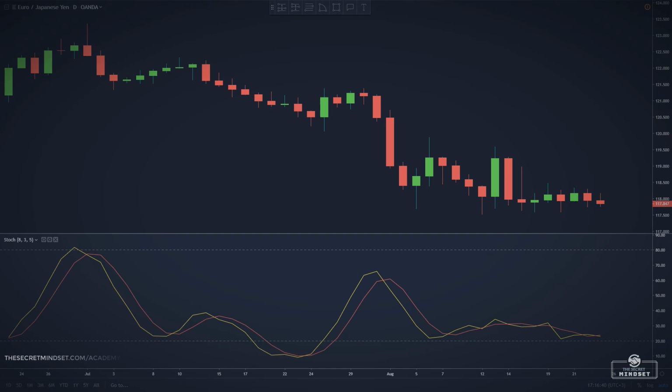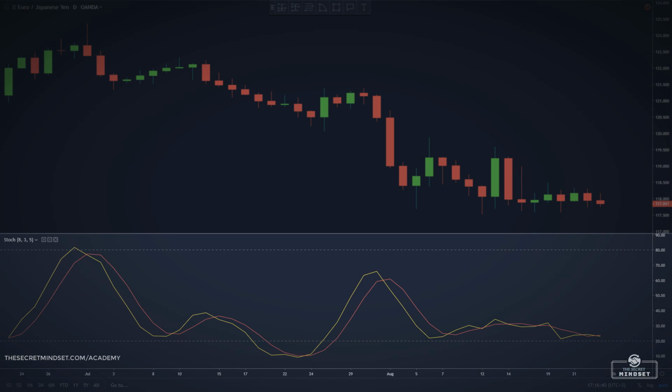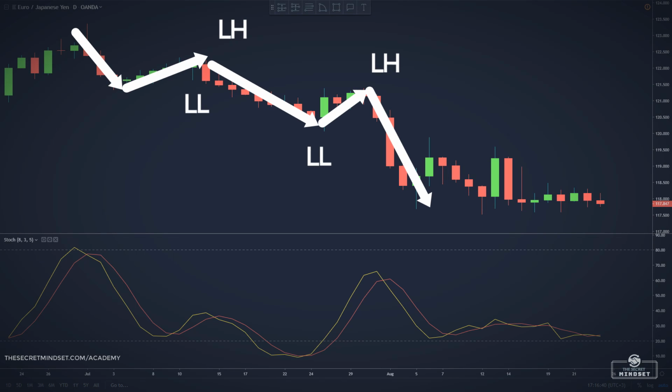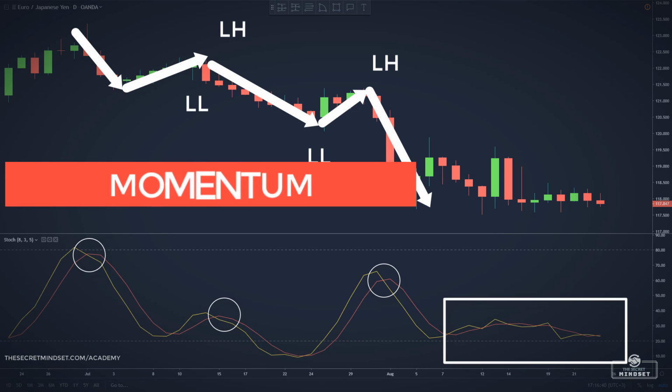The stochastic indicator is one of the most popular technical analysis indicators used by Forex and stock market traders. Once you understand how to correctly use it, the stochastic indicator can be an invaluable tool to help predict momentum changes.